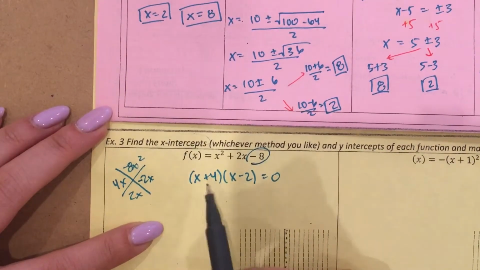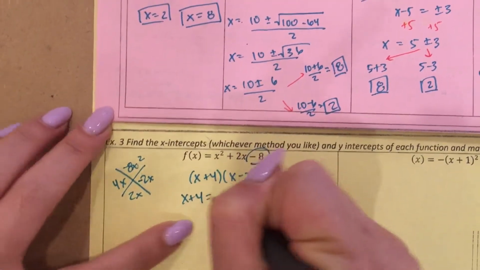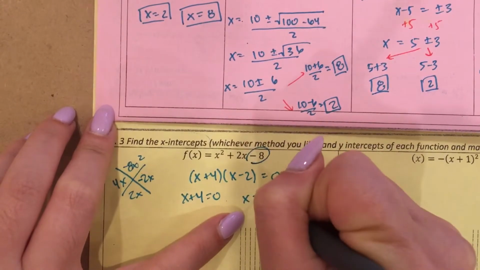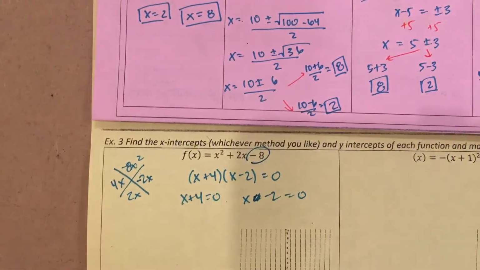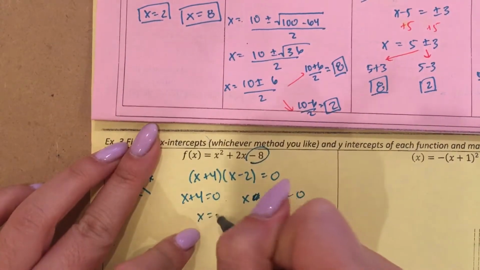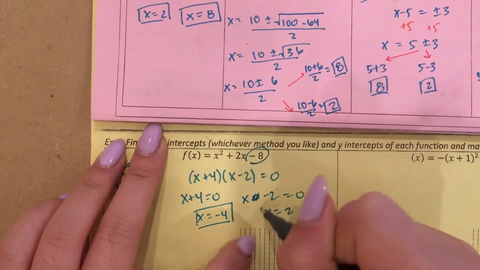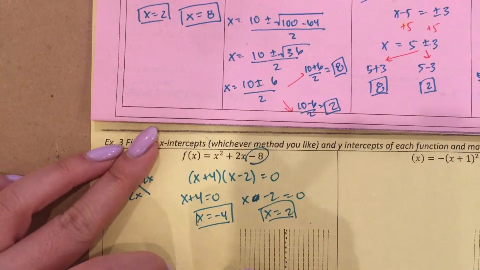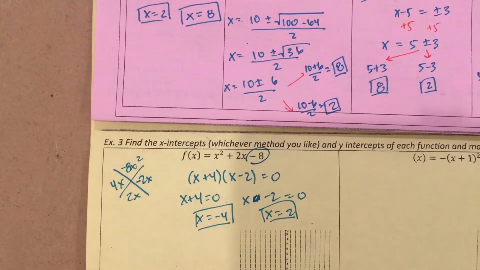After it's in factored form, use the zero product property. Set each of them equal to 0. Oops, sorry, this should be a minus 2. And then just solve for x for both of them. So this is going to give me x equals -4, x equals +2. Go ahead and place that right here. And then I'm going to make my quick sketch.